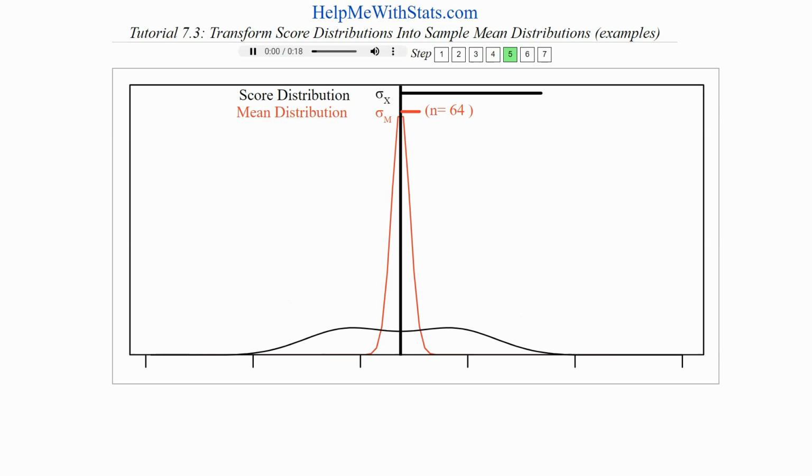Here we have added the sample mean distribution in red to the score distribution in black. The red sample mean distribution is 8 times skinnier because 8 is the square root of 64, which is the sample size. Notice that the sample mean distribution is normal.